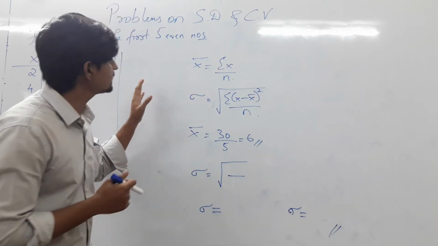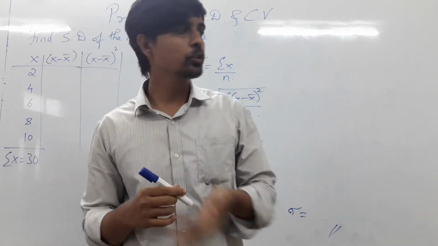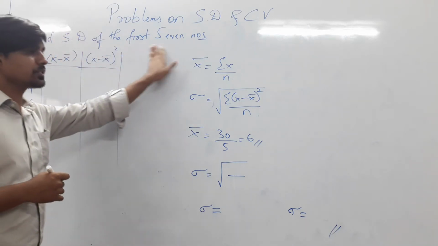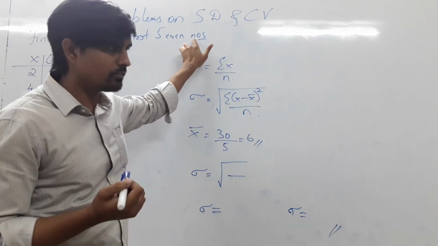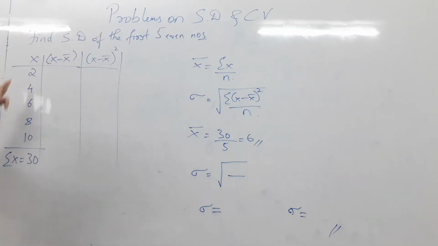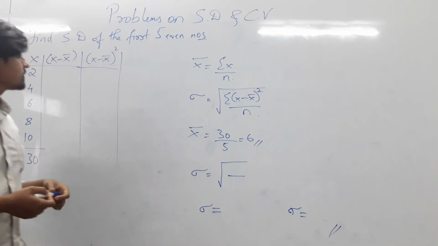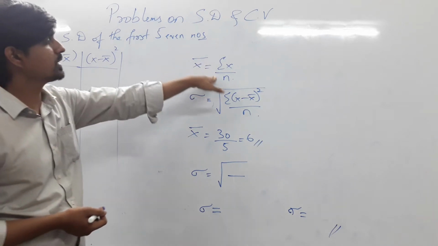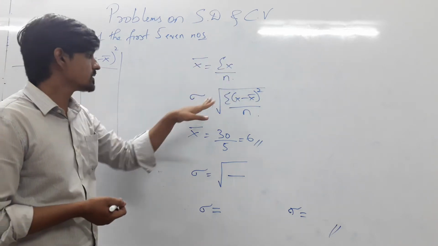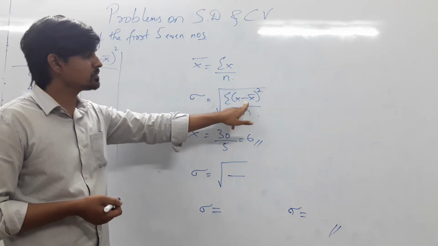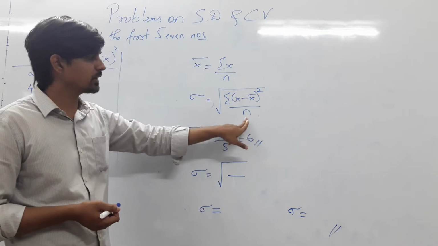Now first let us consider the sum. This is for ungrouped data. Find the standard deviation of the first 5 even numbers. What are even numbers? 2, 4, 6, 8 and 10. To find the standard deviation, I have written both the formulas here. First one is the mean: x bar is equal to summation x by n. Second one is sigma is equal to under root of summation (x minus x bar) whole square divided by n.